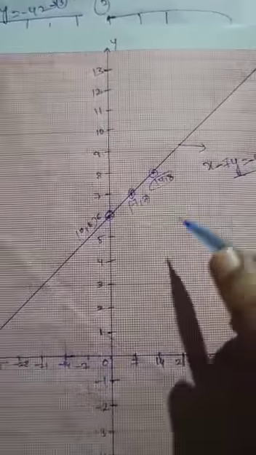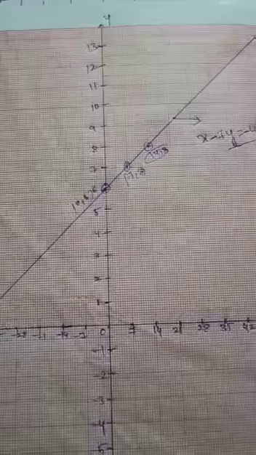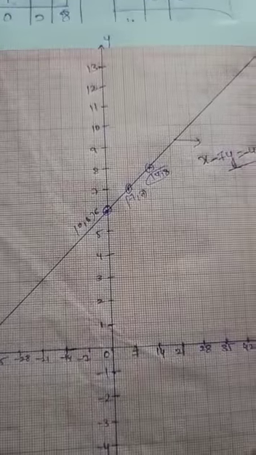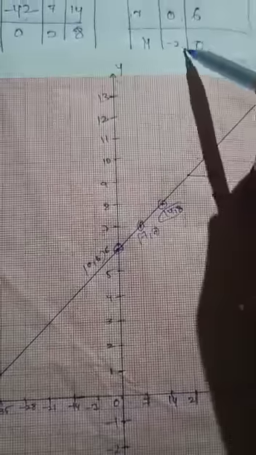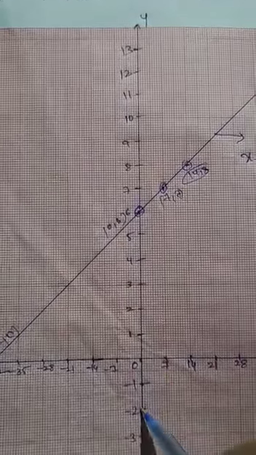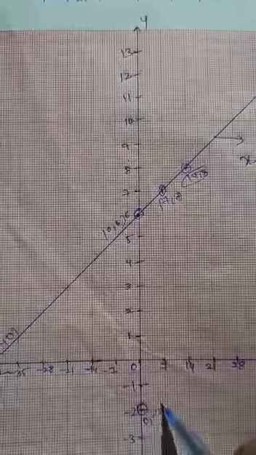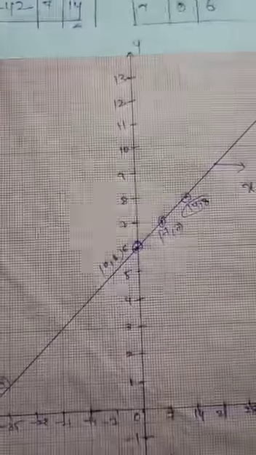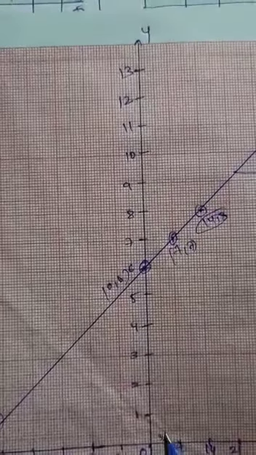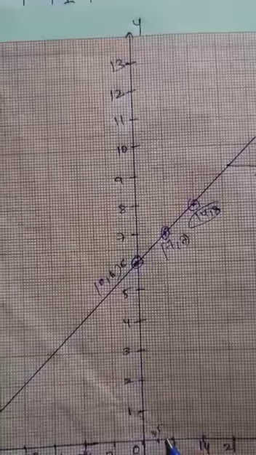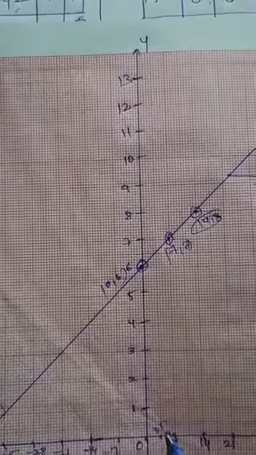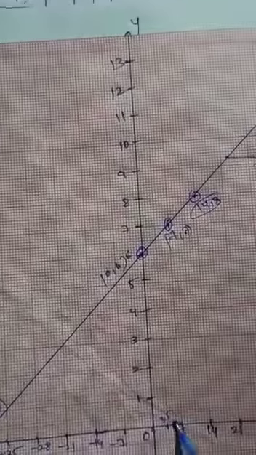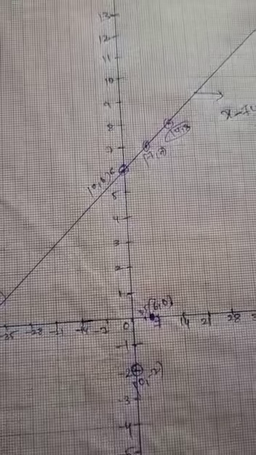Next table, next point is (0, minus 2). This point is (0, minus 2). Next point, (6, 0). Here this is 3, 5, 6, something here. This point is (6, 0). So we have only 2 points.